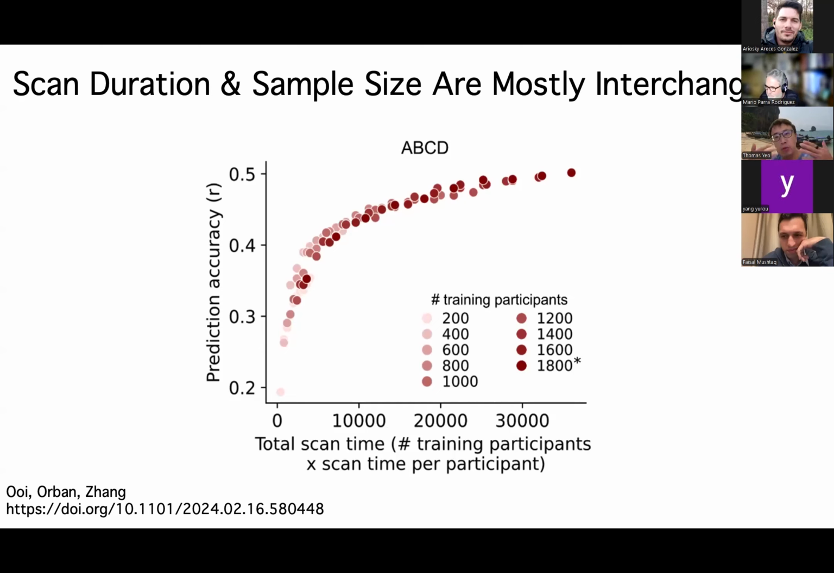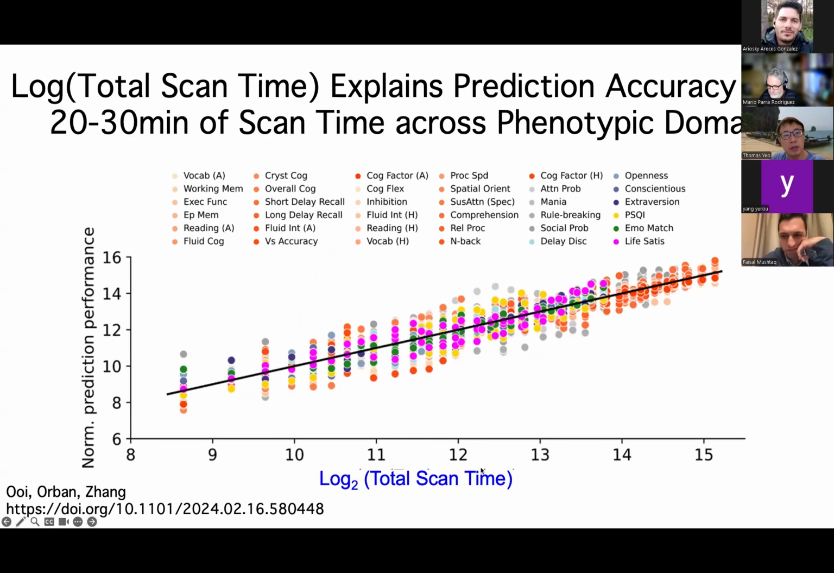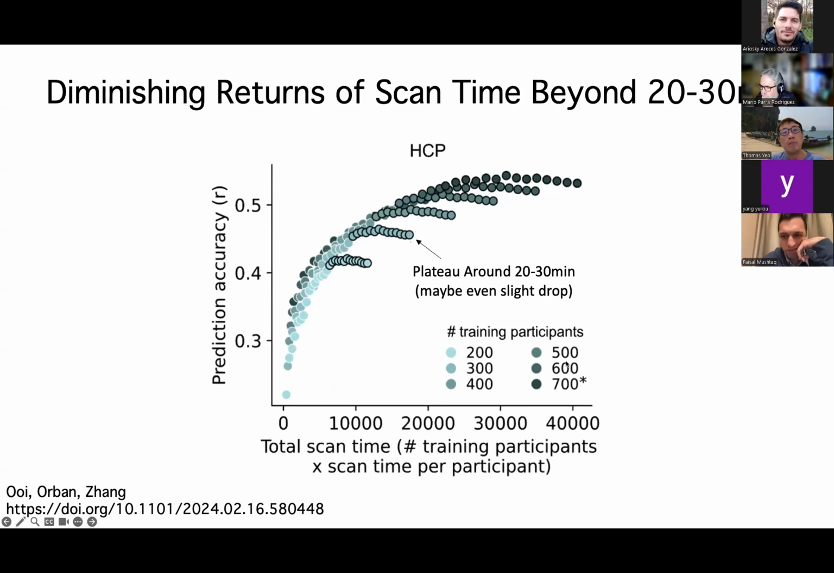And by staring at it, we thought that, hey, maybe the logarithmic function might explain these dots really well. And so here's what I'm showing you here. In this plot, the x-axis is now the log of total scan time, and the y-axis is the normalized prediction accuracy. Different colors correspond to different phenotypes. We see that across different phenotypic domains, there's a linear relationship between normalized prediction accuracy and log of total scan time. This relationship holds for up to 20 to 30 minutes of fMRI scan time. Beyond that, we start to see a plateau in the prediction accuracy.